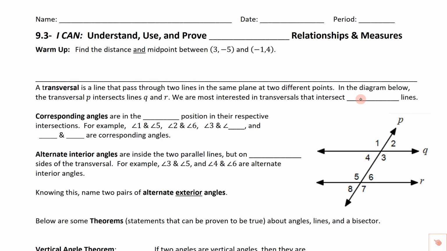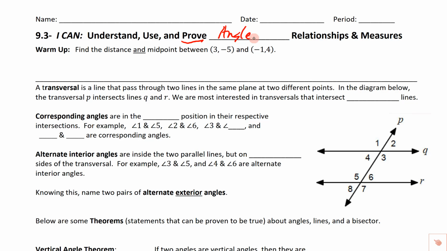Okay, we're on section 9.3, and this is going to be an interesting one. We're going to talk about and expose some ideas that you may not have seen before. So 9.3, here's our objective. I can understand, use, and prove, and I'd like you to underline the word prove right here, prove angle relationships and measures.